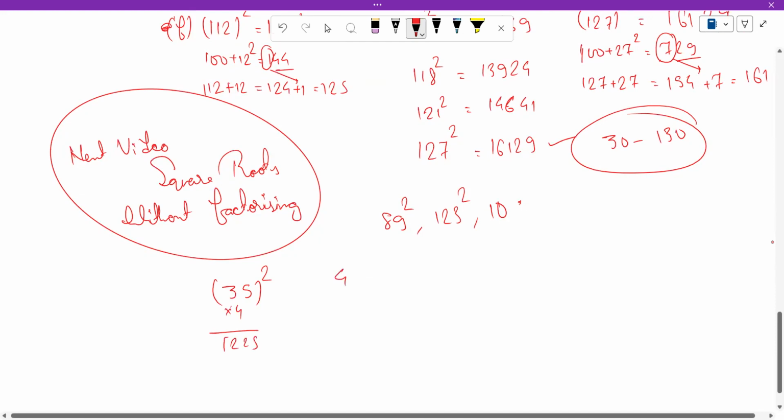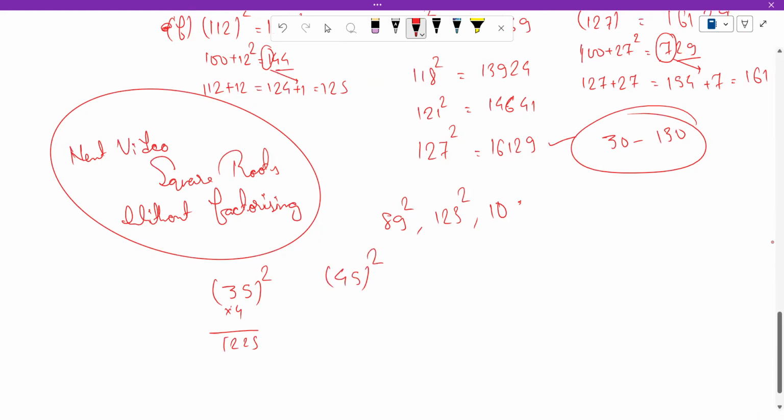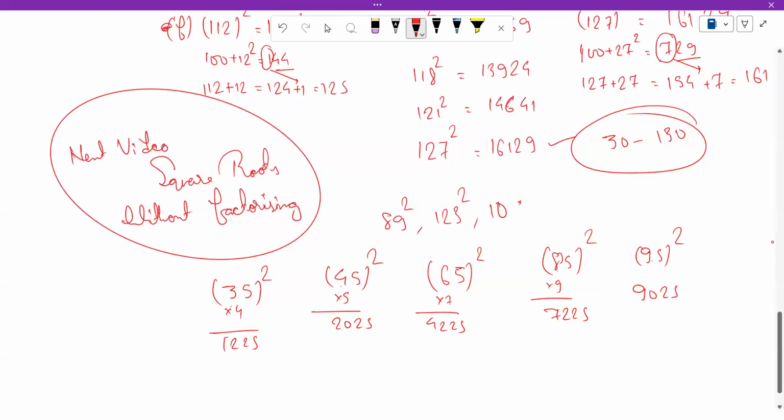If I tell you to find a square of 45, now this 4, add 1 with 4, so it will be 5. So multiply this 5, it is 20, 25. If I tell you to find a square of 65, now this 6 will be multiplied by 7, that is 42, 25. If I tell you to find a square of 85, again 8 into 9 is 72, 25. If I tell you to find a square of 95, 9 into 10 is 90, 25. Okay, this is a simple trick.